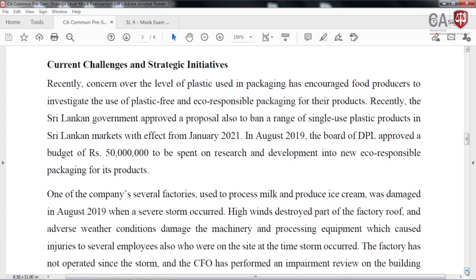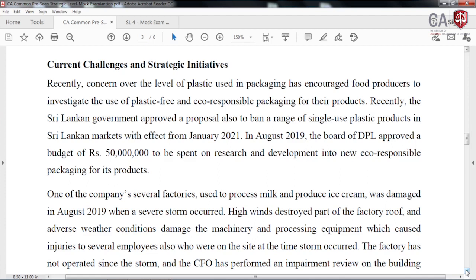Recently, concern over the level of plastic used in packaging has encouraged food producers to investigate the use of plastic-free and eco-responsible packaging for their products. Now, it is a very known situation. Even in the budget, I think polythene was prohibited from the 1st of January 2021. Now, people are more focused on eco-friendly products, plastic-free and eco-friendly packaging for their products.